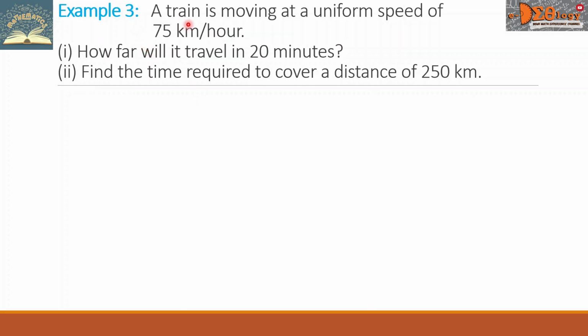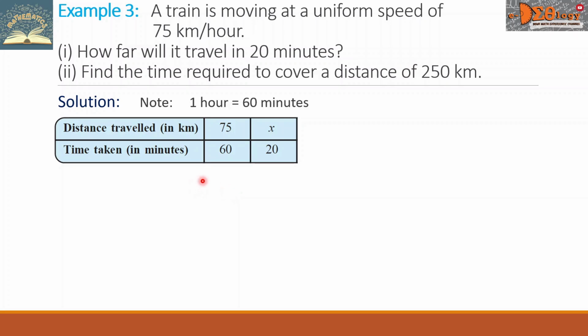Example 3. A train is moving at a uniform speed of 75 kilometers per hour. Here we have two questions. Let's begin with the first question. How far will it travel in 20 minutes? Remember that 1 hour is equal to 60 minutes. Let us convert this hour to minutes to match the 20 minutes, and we write it on a table. So we have it like this. The distance is 75 per 1 hour or 60 minutes.